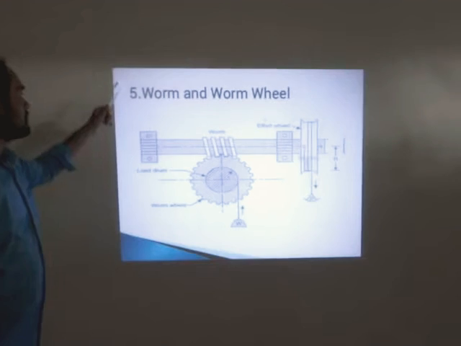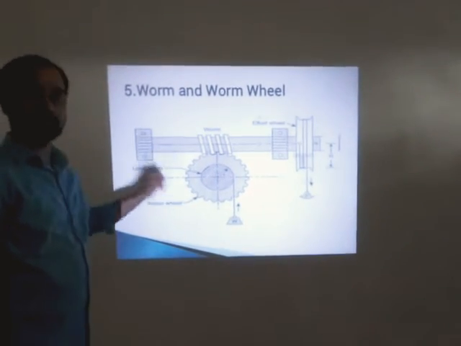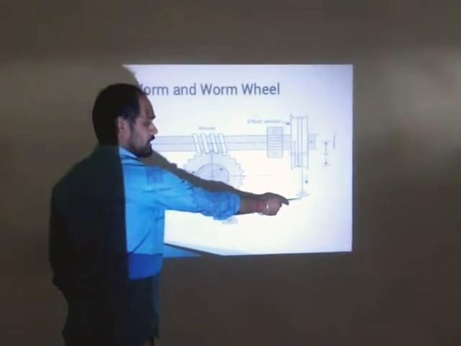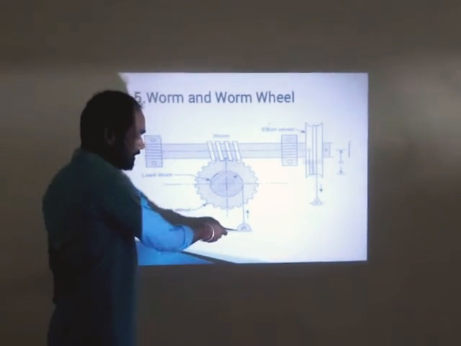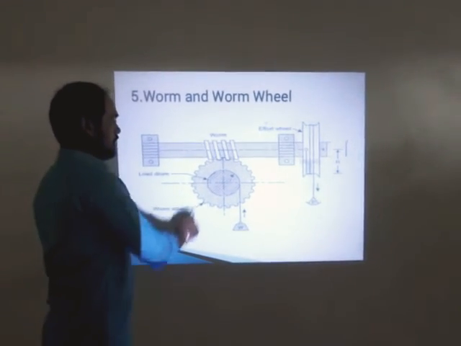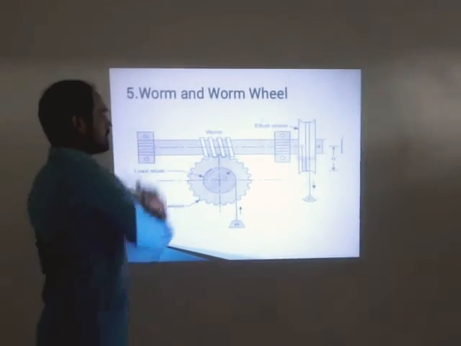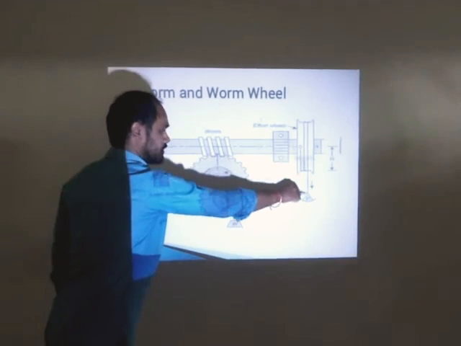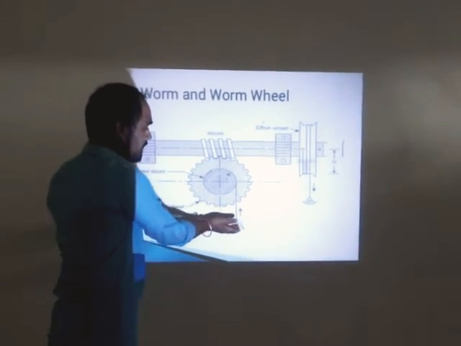Next machine is worm and worm wheel. The mechanism of the machine is like that. Here is the effort wheel, where a small effort is applied, and by using small effort we can lift maximum load. Here a gear set is provided. Also here a gear set. As the effort is moved in the downward direction, it lifts the maximum load.